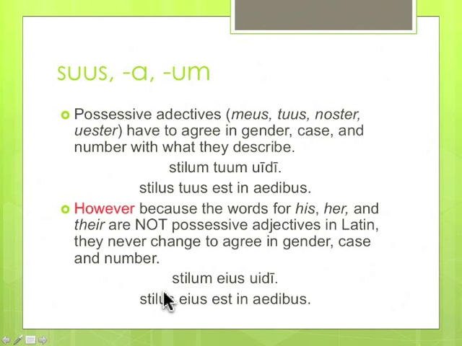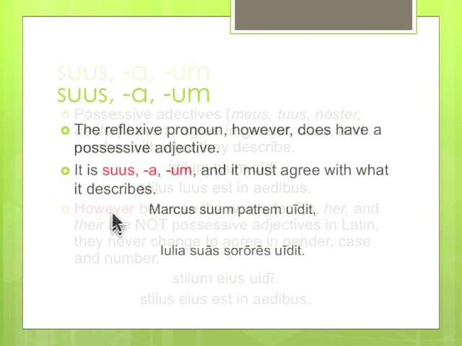That means that, for instance, when stilus becomes a nominative, as in this sentence, stilus eius est in aedibus, his stylus is in the house, eius has the exact same form. It never changes. It is not agreeing in gender, number, and case with stilus. What this literally means is the stylus of that guy I just mentioned is in the house. So when you use the forms of is and id to indicate he or her, or should I say his, her, its, and their, they do not change form.